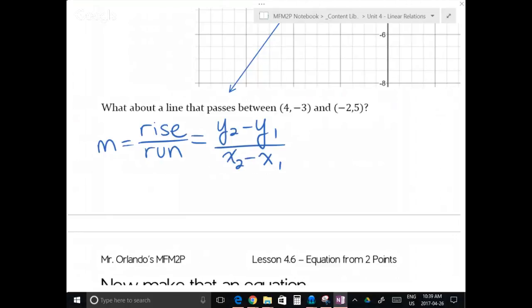Okay, what did you get for this? So how do the y's change? 5 minus negative 3. Because two negatives turn to positive. That's right. So 5 minus negative 3 is actually 5 plus 3.